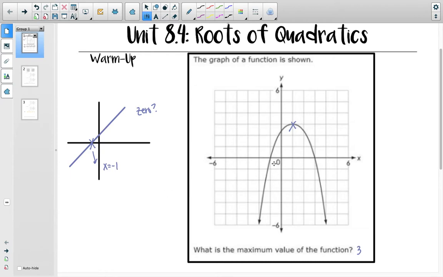So if I asked you what the root was of this question, I'm asking where does it cross the x-axis? And it crosses here, and it crosses here. So you'd have 2 answers. Remember I talked about linear functions have at most 1 answer. Now quadratics have at most 2. So we have -1 and 3. That's all we're doing today, not too bad.